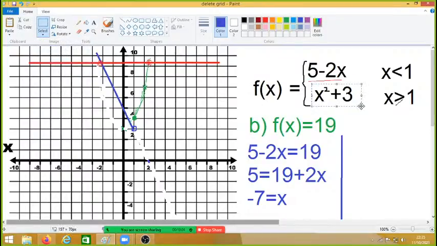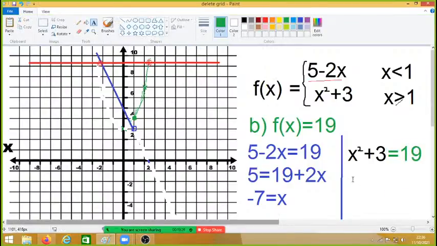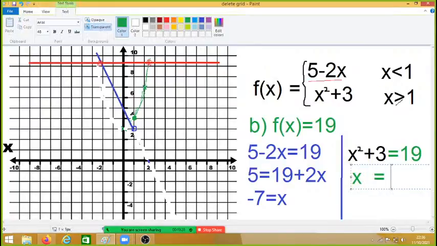So we'll just take that function and we'll put equals 19. Again, then we want to solve that. Take off 3 on both sides and you can carry on the rest to see if you can get the answer before me. So taking off the 3, I'd have x squared equals 16.